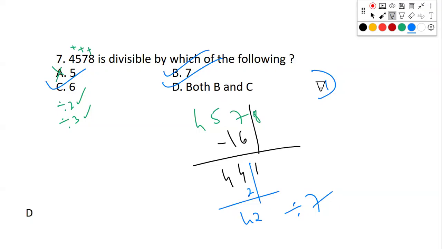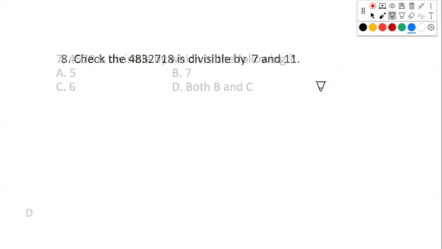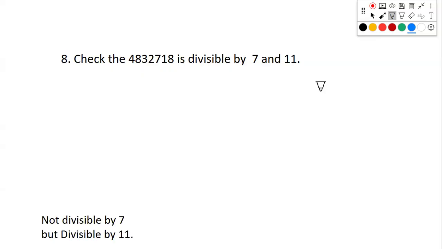Done? Okay, try this one. Check if it is divisible by 7 and 11. Is it divisible by 7? Is it divisible by 11? Okay, so you know the logic now. You can try it later also when I give you the PDF.